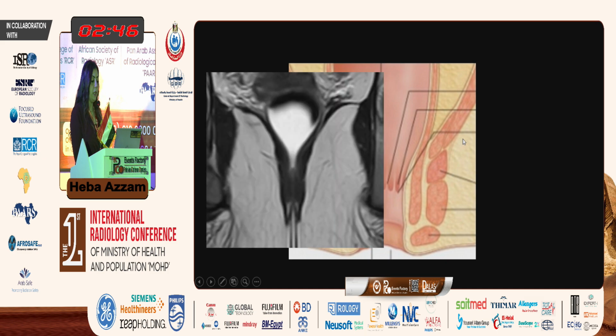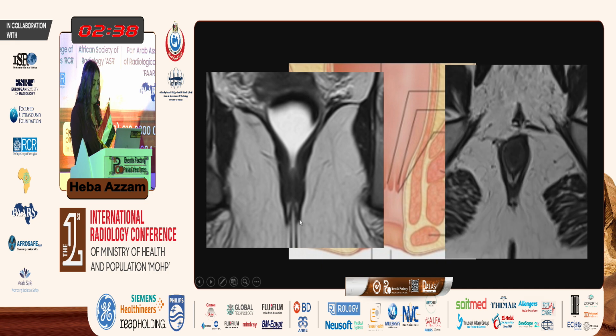This is a coronal oblique image demonstrating the exact same thing we've seen in the diagram. This part is the subcutaneous part of the external anal sphincter. This is the superficial part, and this is the deep part just beneath the puborectalis muscle, and this is the iliococcygeus muscle. Here, this is the intersphincteric space, and this is the internal anal sphincter.